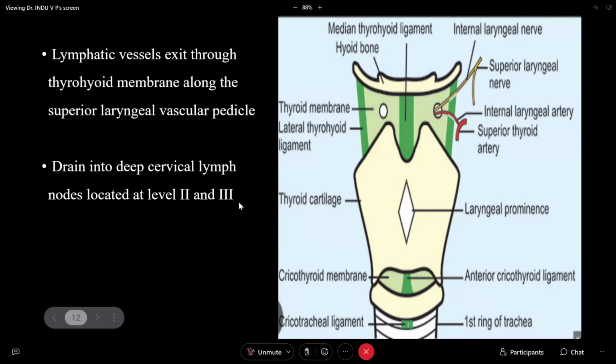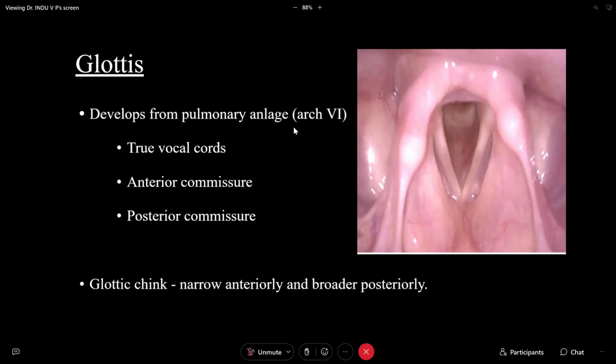The blood supply of the supraglottic larynx is mainly through the superior laryngeal vessels, and the lymphatics also drain along the superior laryngeal vascular pedicle into level 2 and level 3. The glottis develops from the 6th branchial arch, and its parts are already explained.